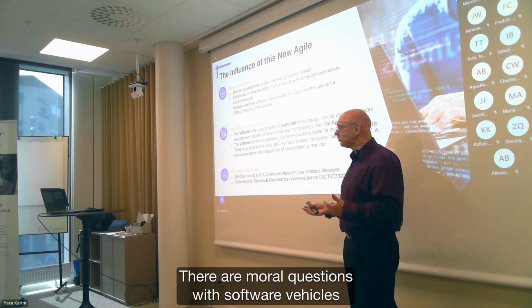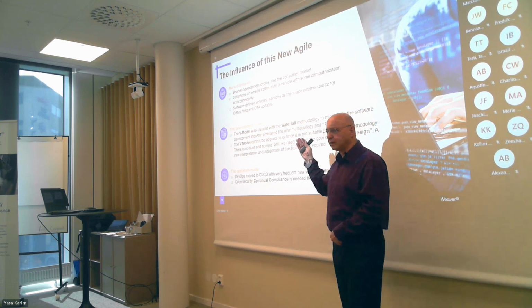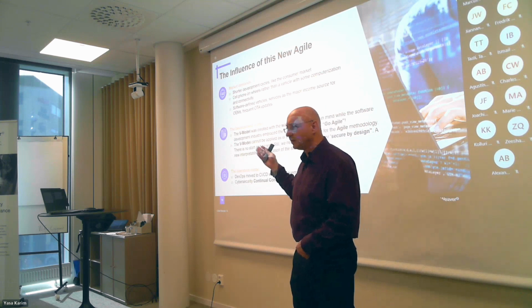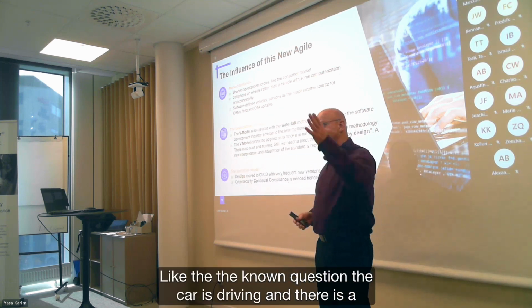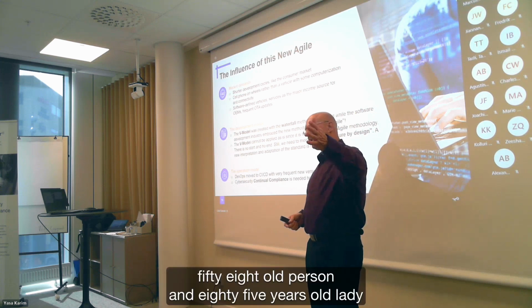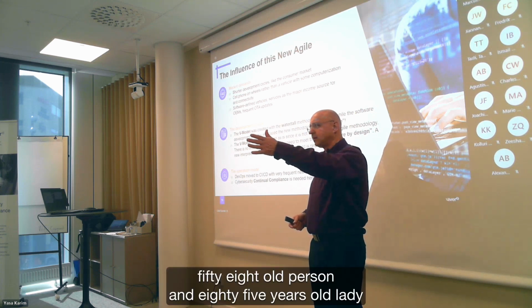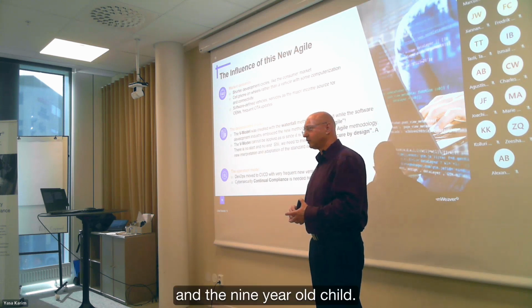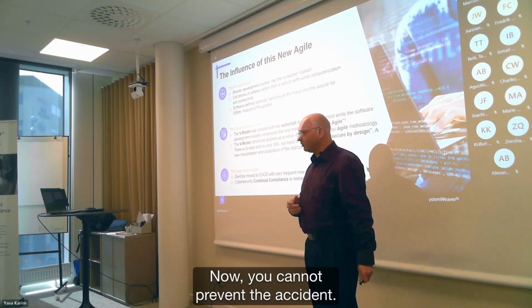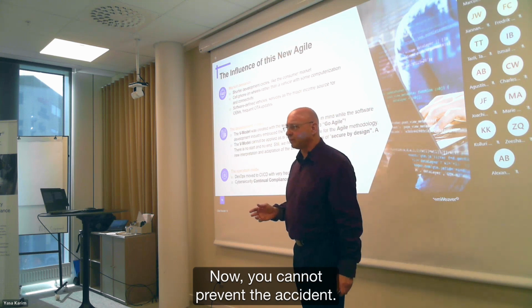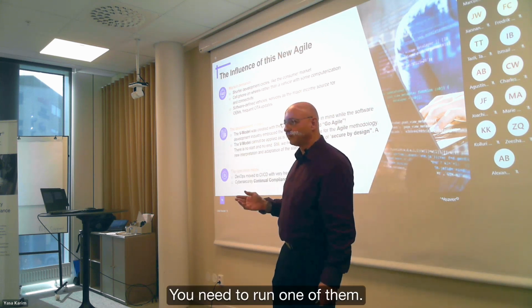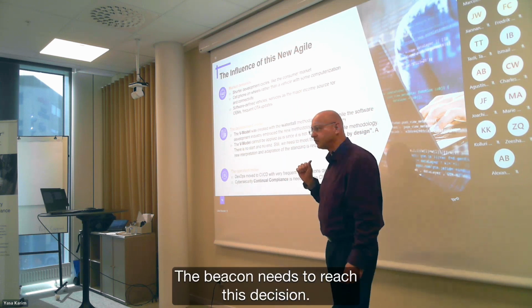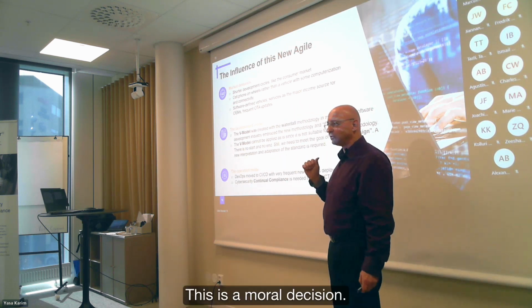There are moral questions with software vehicles and autonomous driving. Like the known question, the car is driving and there is a 58-year-old person and 85-year-old lady and a 9-year-old child. Now, you cannot prevent the accident. What do you do? You need to run over one of them. The vehicle needs to reach this decision. This is a moral decision.